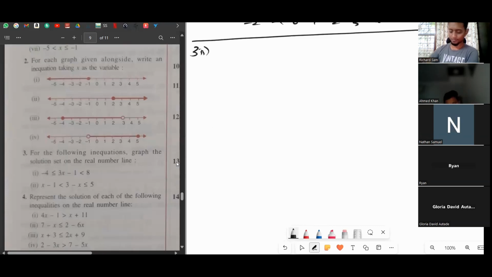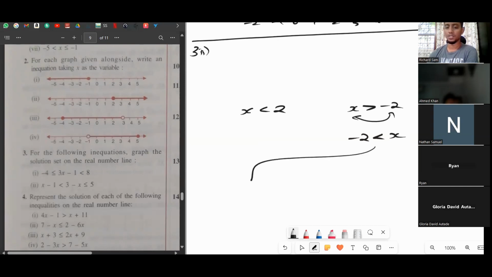Now here, what are you getting? X is less than 2. And the other one? Greater than equal to minus 2. So make both less than. So here you interchange these two. So that will become minus 2 is less than x. Then you write this first, and then you write the second.